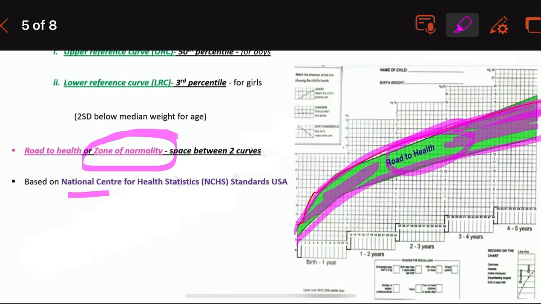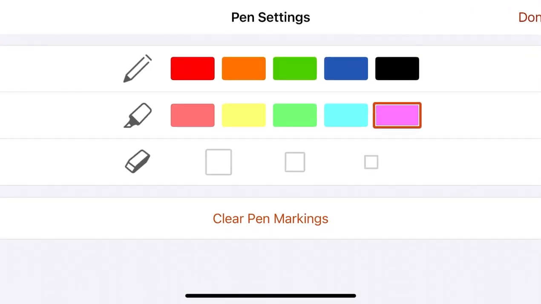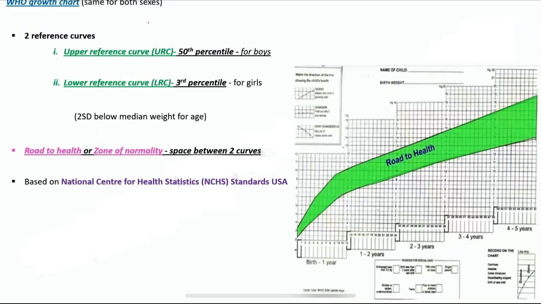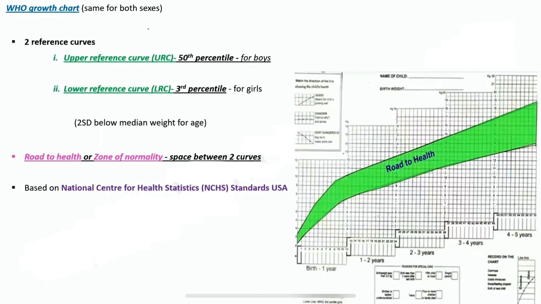It is based on the National Center for Health Statistics, NCHS standards. So we see that National Center for Health Statistics standards, the USA standards. So this was about the World Health Organization chart, which is based on the NCHS standards.